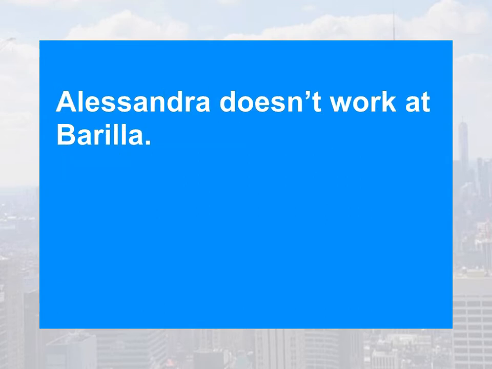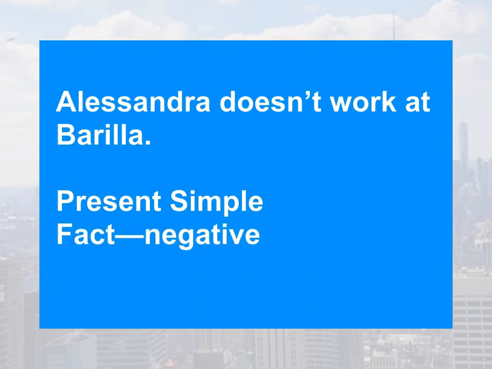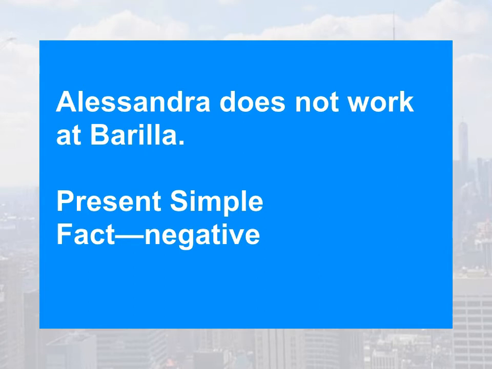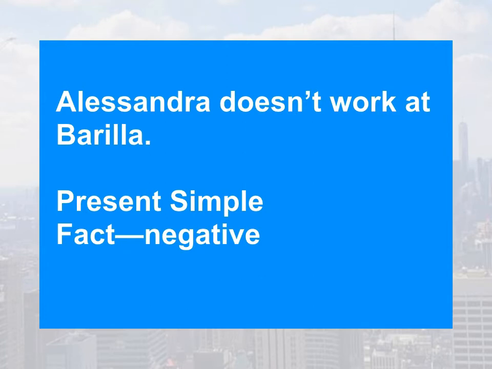Alessandra doesn't work at Barilla. What tense is this? Again, it's present simple, it's a fact, and it's a negative fact. Alessandra doesn't work at Barilla. This is a contraction of Alessandra does not work at Barilla. Now, almost always, except when we want to emphasize something, we will contract the negatives in English. So instead of saying Alessandra does not work at Barilla, we'll tend to say Alessandra doesn't work at Barilla.